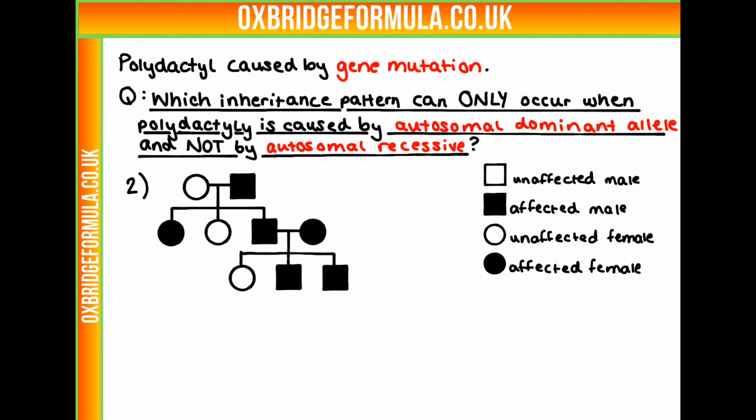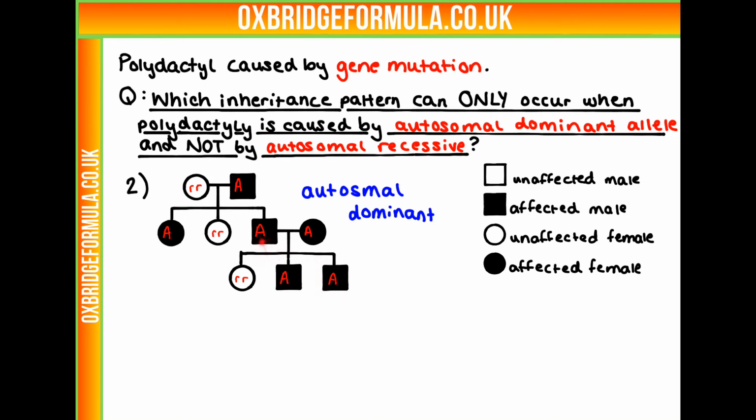Here is our second diagram. Could this be autosomal dominant? So as before, if it's dominant, each of our affected individuals must have a dominant allele, and that also means that all of our unaffected people must be homozygous recessive, as they have no dominant allele and therefore are not affected. But what about our missing alleles? Could this inheritance pattern work?